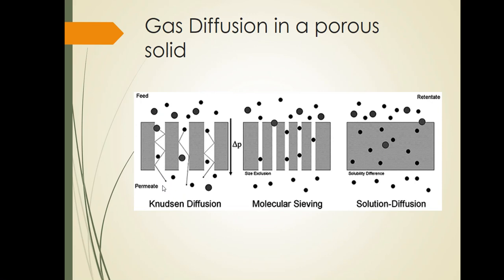So the permeate are those molecules that pass through the membrane and are already on this side, while the others remain on the other side of the membrane. The driving force in this case is the pressure difference, or the potential difference, on the sides of the membrane that allows those particular gas molecules that the membrane will allow to pass through with ease. And that is in the case of gas diffusion in a porous solid.